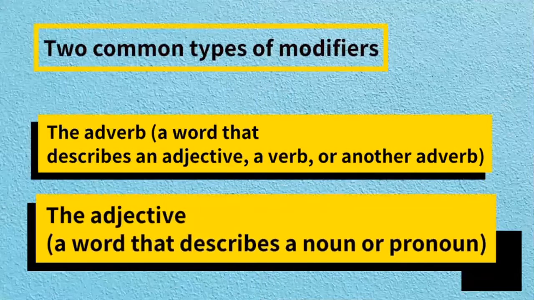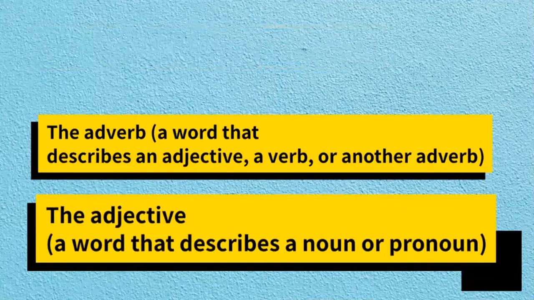Two common types of them: the adverb, a word that describes an adjective, a verb, or another adverb, and the adjective, a word that describes a noun or a pronoun.